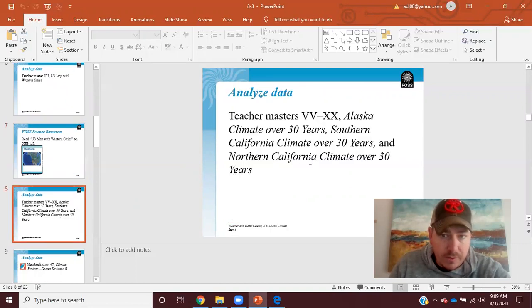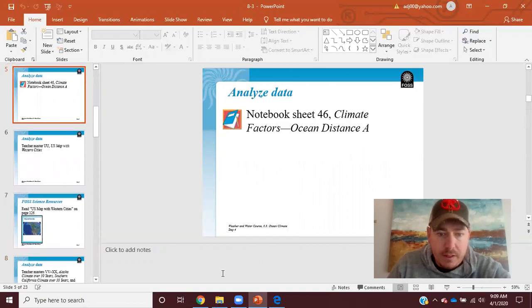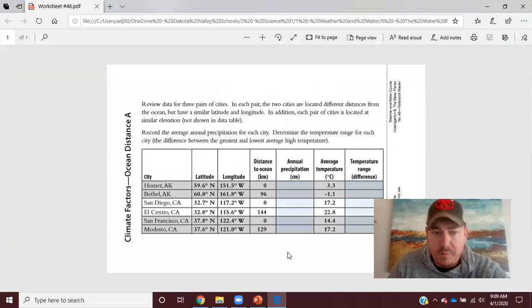And then we are going to look at Alaska, Northern California, and Southern California, their climates over a 30-year span. So that's all we're going to look at today. So if you go to your notebooks, we're looking at worksheet number 46, which is this one right here.